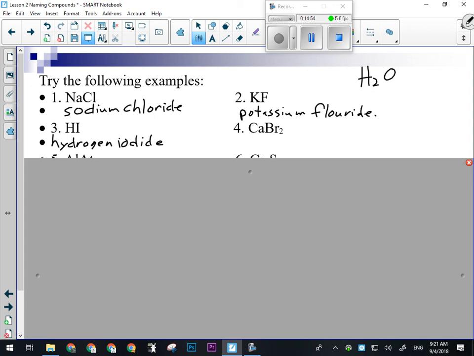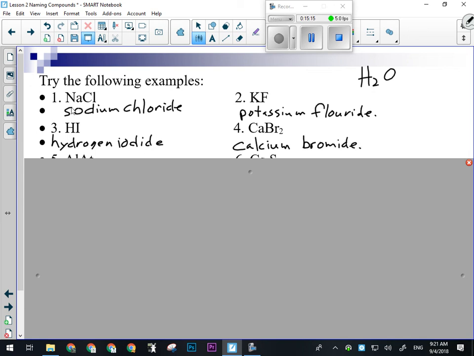Okay, what about number 4? Ca stands for calcium, Br stands for bromine. Does the 2 make any difference to the name? It does not, because it's an ionic compound. So this is just calcium bromide.